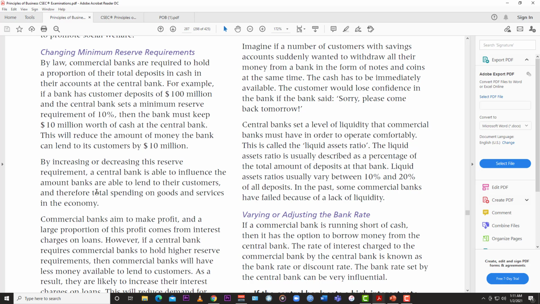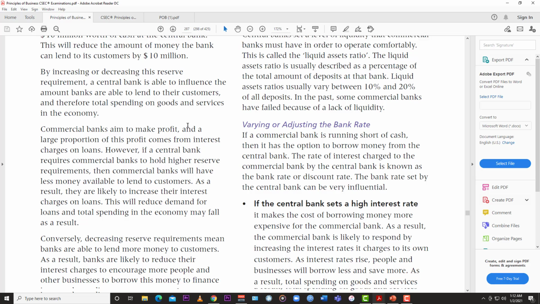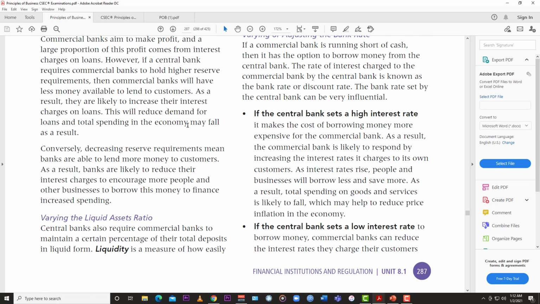And so by doing so, they can alter the amount of money that a commercial bank has to lend to its customers. So if they increase the reserve requirement ratio, then the commercial bank has less money to lend. If they decrease the reserve requirement ratio, then the commercial bank has more money to lend to the customers. So that's a way of regulating how many loans the commercial banks can let out, based on the reserve requirement ratio, or the change in the minimum requirement that the central bank has for the commercial bank.